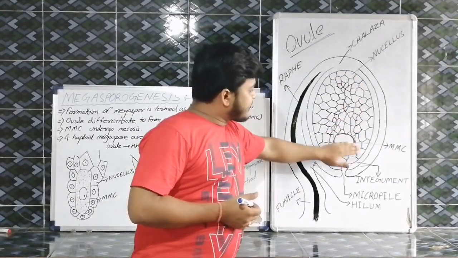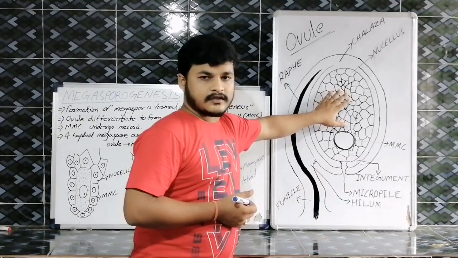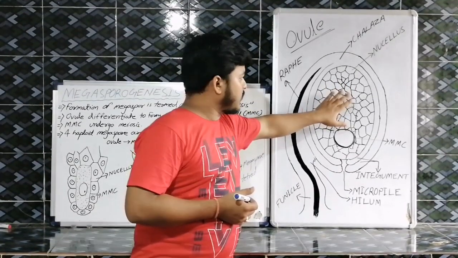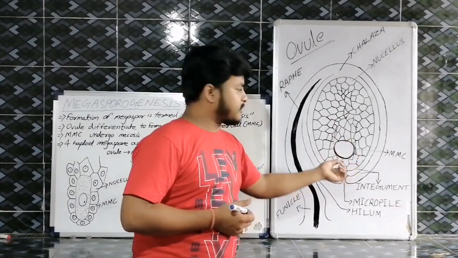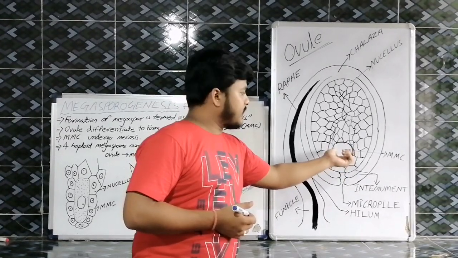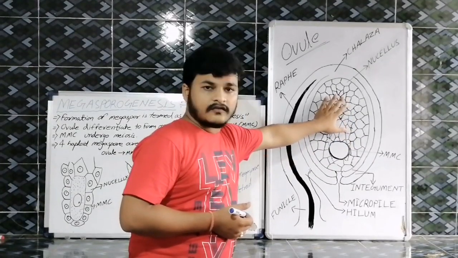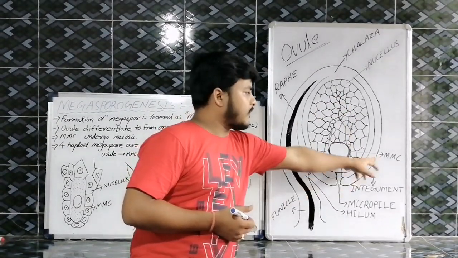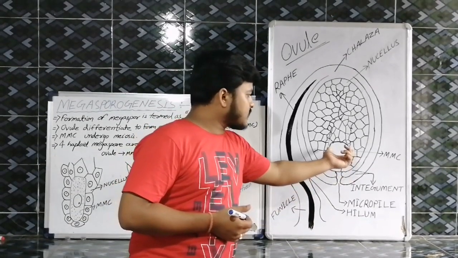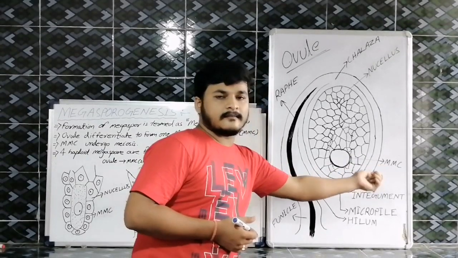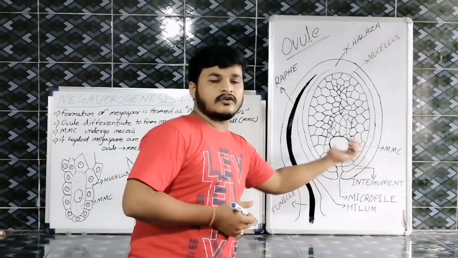Next, the nucellus consists of fully packed, compact mass of cells which are 2n in number, and from these 2n cells, a single cell is going to differentiate. That means a single cell of the nucellus differentiates to form the MMC. MMC means megaspore mother cell. And as we know, the megaspore mother cell is diploid in nature, 2n in nature, and it is going to divide.